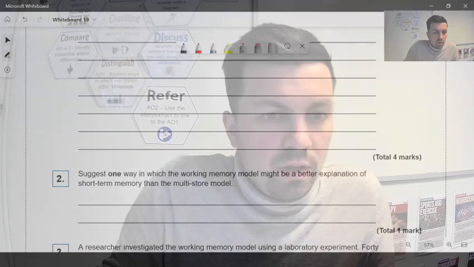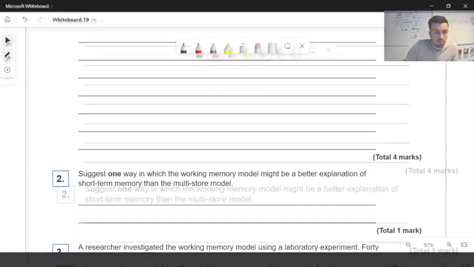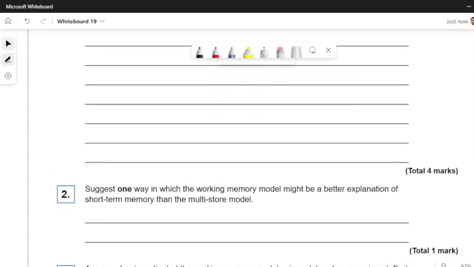Okay, so we move down to our next question, now a second, which talked about a difference between the working memory and the multi-store model. So here it is. So the question says, suggest one way in which the working memory model might be a better explanation of short-term memory than the multi-store model. So again, with this one, do take your time to break down the question. Obviously, the big thing here is it's suggesting one way in which the working memory might be better, so you don't need any more than that. The mark scheme for this one, when you see it in a second, is quite to the point.